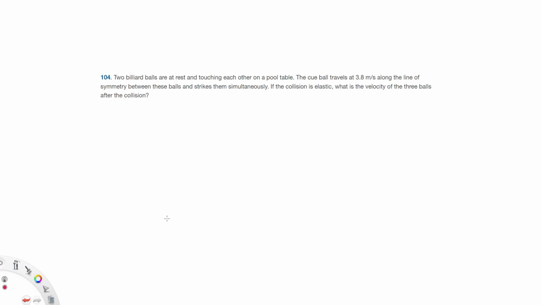Okay. So let's do number 104 from the book. So here's the idea. You've got two billiard balls that are at rest touching each other. And pretend that I drew these so that they lined up. There we go.